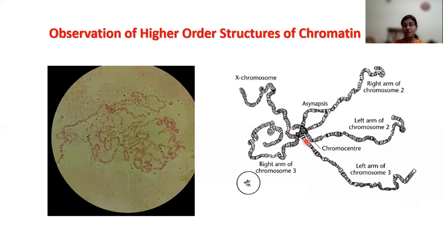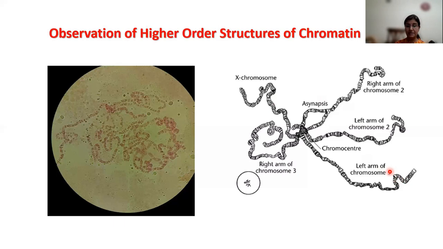All the chromosomes are seen with alternating light bands and dark bands. The interbands are lightly stained, and the bands which are darkly stained are the regions of heterochromatin. So the transcriptionally active regions can be seen under the microscope. You can see some opened areas which are transcriptionally active, and these regions are known as puffs.